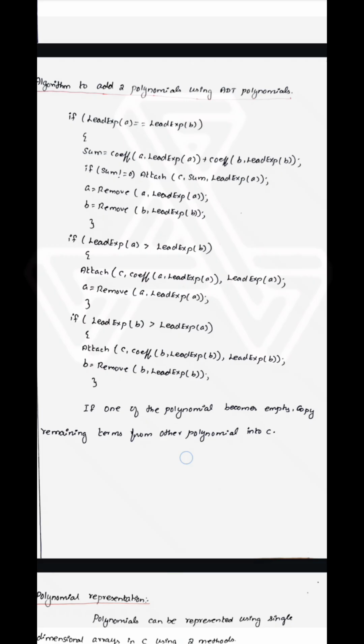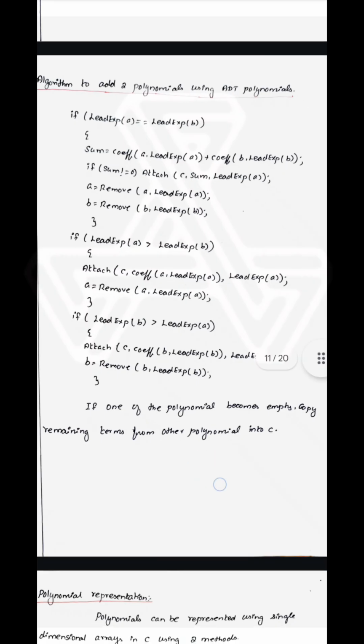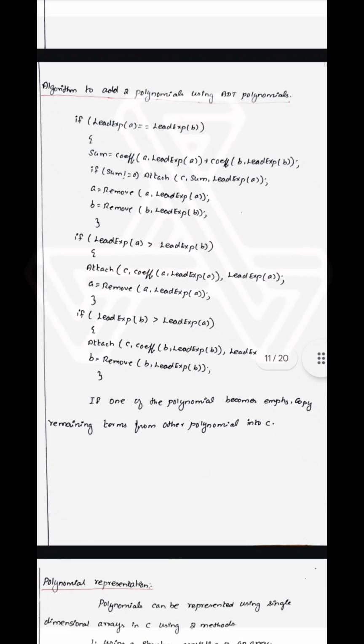If lead exp of a equal to lead exp of b, sum equals coef of a comma lead exp of a.